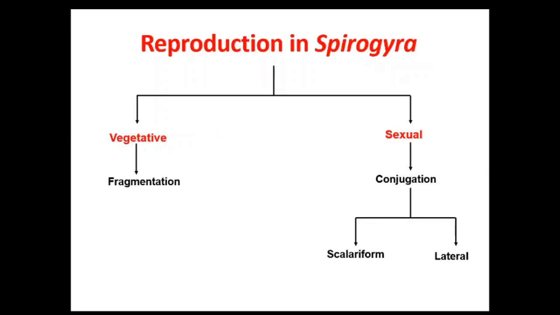In this lecture, we are going to discuss in detail the different methods of reproduction in Spirogyra. As I told you in the last lecture, Spirogyra can reproduce by two methods. One is the vegetative method and the second is the sexual method. The vegetative reproduction occurs by fragmentation and the sexual reproduction by the process of conjugation, which can be either scalariform or lateral. Now let us first discuss the process of fragmentation.